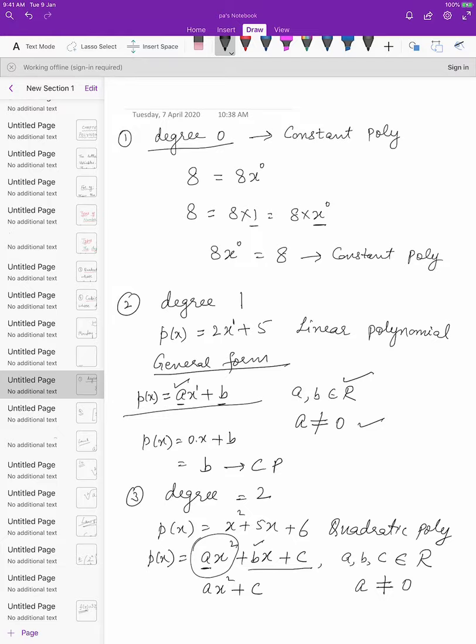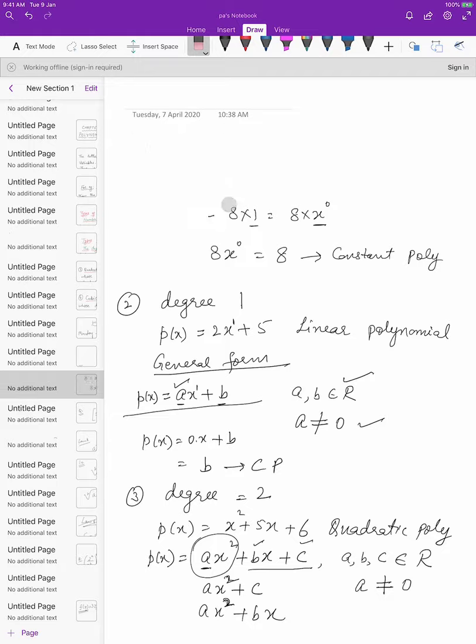Or suppose if c becomes 0, then again it will still be a quadratic polynomial, because the term containing the highest power, that is x square, is still intact with us. So that is why we call it a quadratic polynomial. The degree is 2, it is known as a quadratic polynomial, and this is the general form.